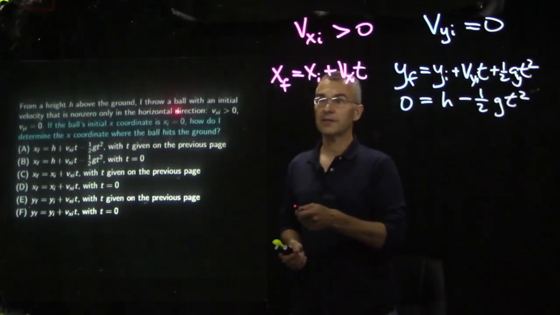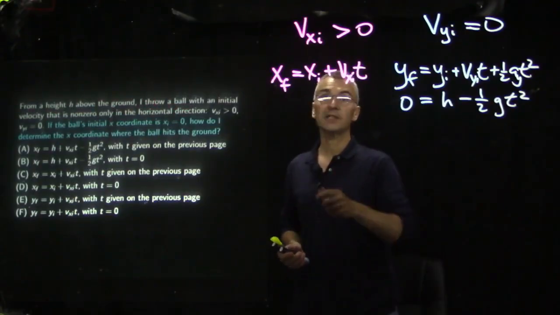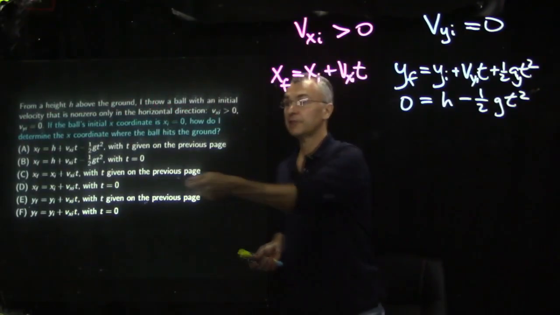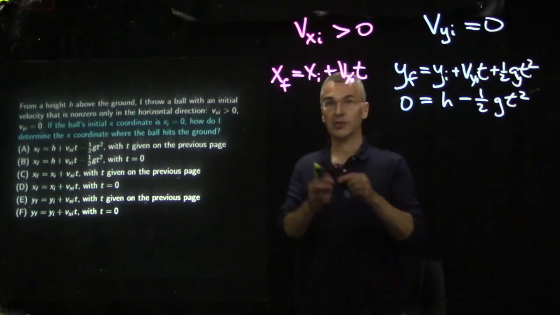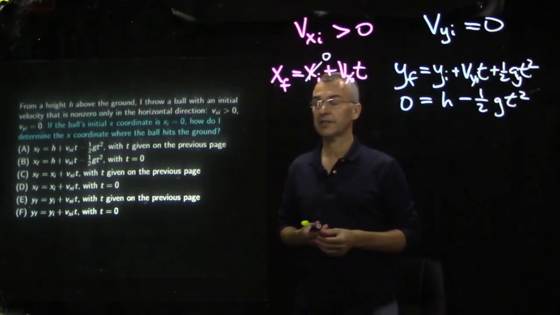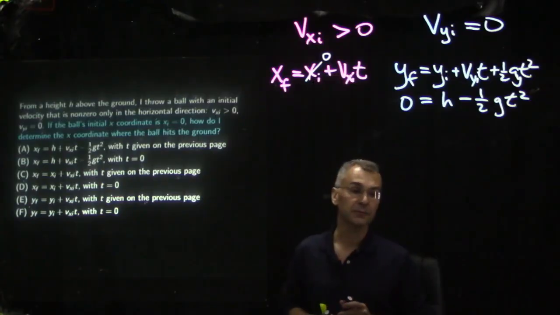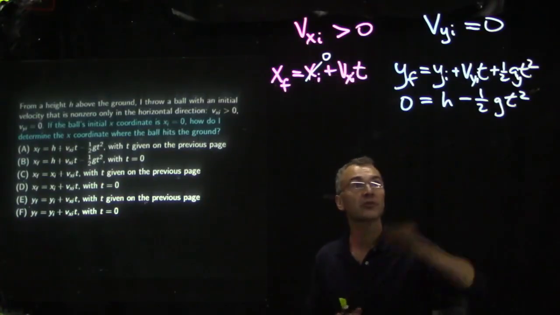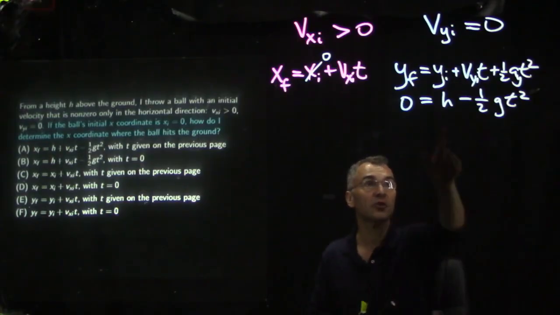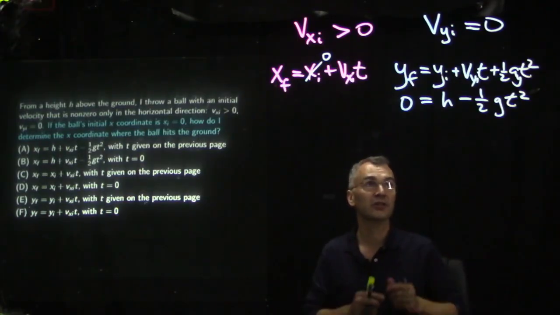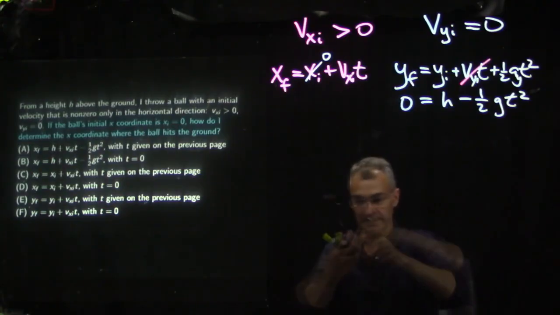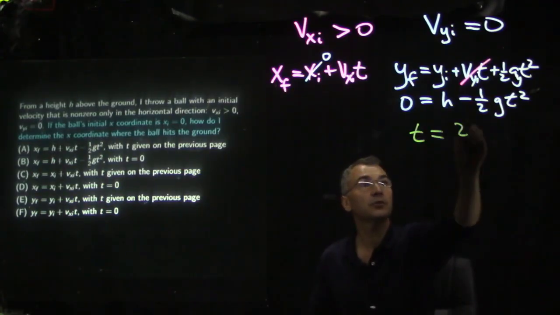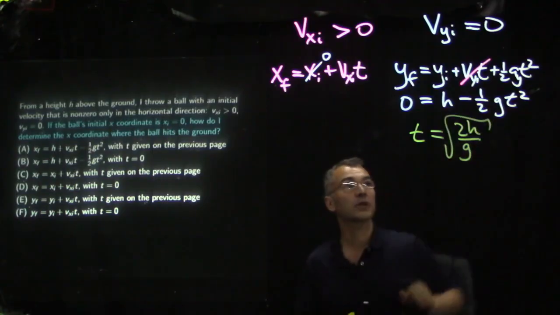From a height h above the ground, I throw a ball with an initial velocity that is non-zero only in the horizontal direction. Vx initial bigger than 0, Vy initial equals 0. If the ball's initial x-coordinate is x initial equals 0, how do I determine the x-coordinate where the ball hits the ground? Well, first we figure out the time when the ball hits the ground, and that is determined by the vertical motion. So we wrote this equation down on the previous page. If we start from a height h and we fall down with 0 initial velocity in the y direction, then we can solve this for time, and we get time equals the square root of 2 times height divided by little g.